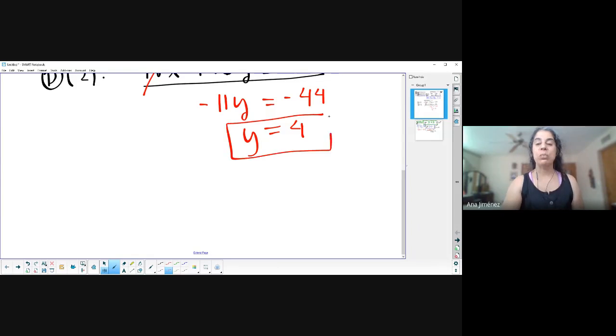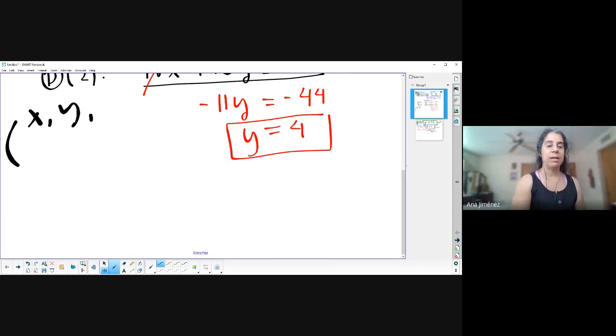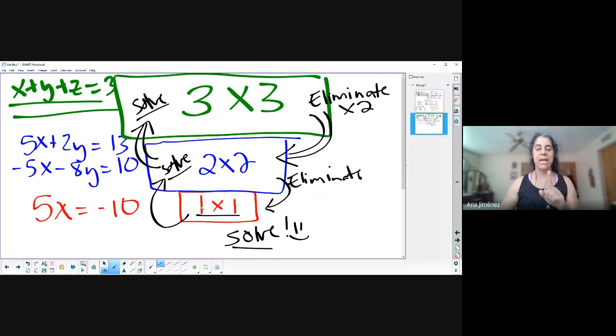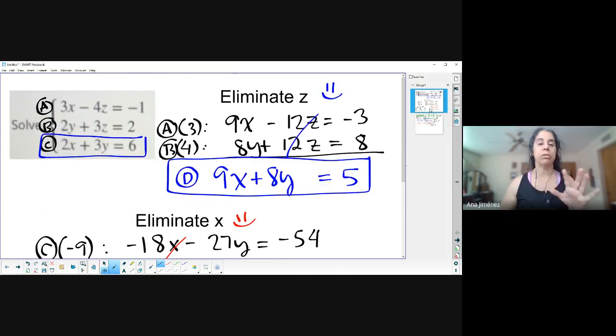Fantastic. +4. So what that tells us is we have an ordered triple solution, right? x, y, z. And we know the y value is 4. We don't know the x or the z. And so where we're at in our process is we've just solved. So now we need to take that solution and plug it back into either one of the 2 by 2s. Doesn't matter which one, we're going to get the same result, either one you choose. So there's no wrong answer there.